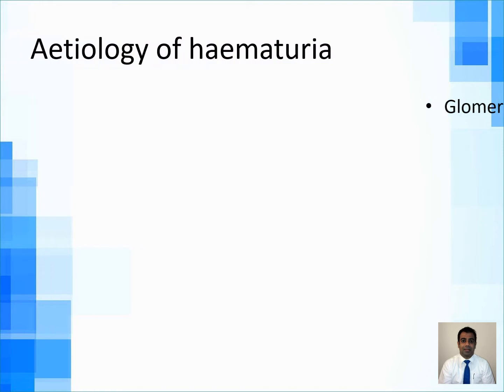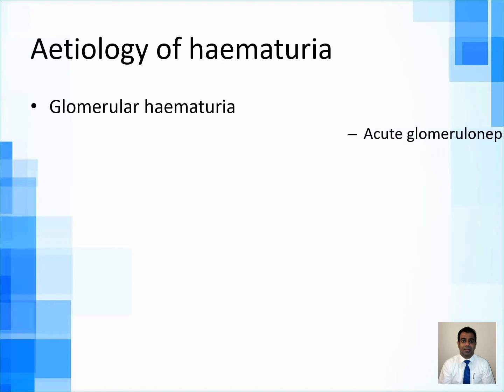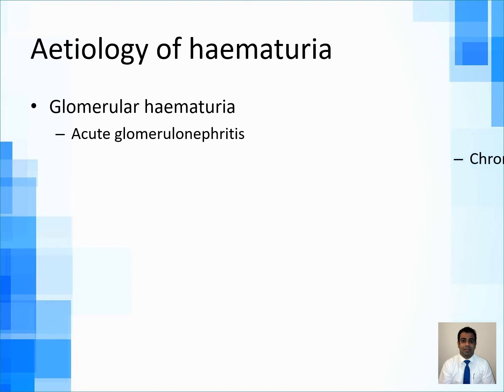So let's deal with the etiology of hematuria. Firstly, glomerular hematuria. As I mentioned, glomerular hematuria is when the hematuria is due to a glomerular cause somewhere above the renal papillae. Acute glomerular nephritis, or the nephritic syndrome, due to inflammation of the glomeruli causes hematuria, but this will be accompanied by hypertension, edema and oliguria as well.